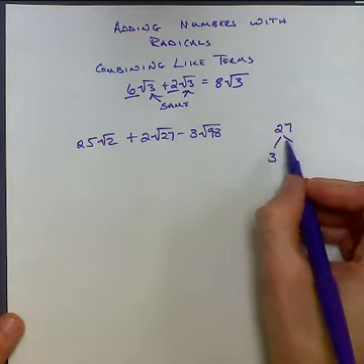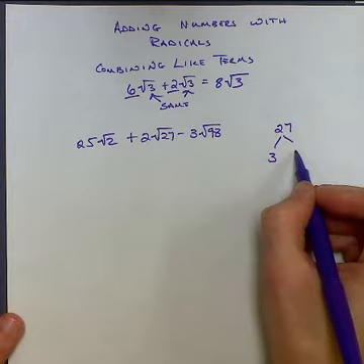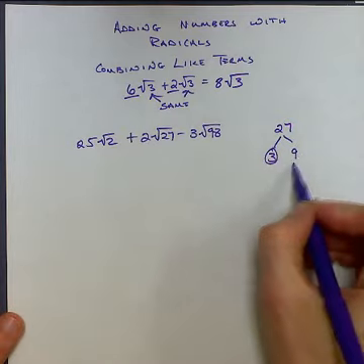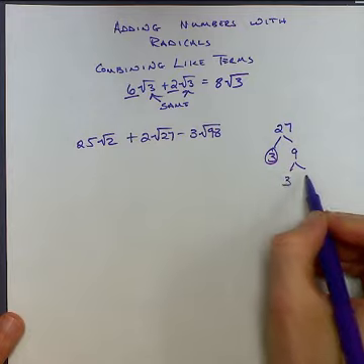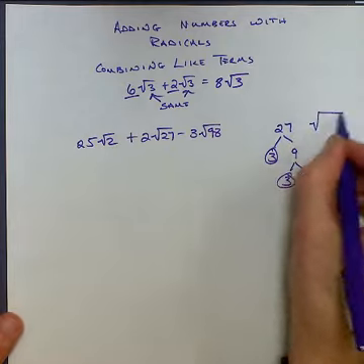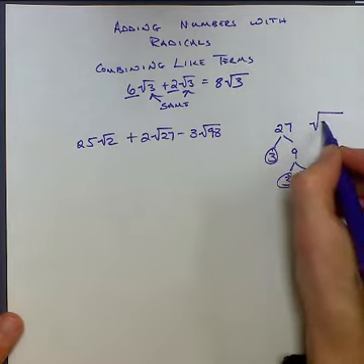When I factor 27, I get 3 and 9. 3 is a prime number, I'm going to circle that. And 9 is not, so I continue to factor. And I get 2 more factors of 3. So I circle those. And if I write it out underneath the radical, I would get 3 times 3 times 3.